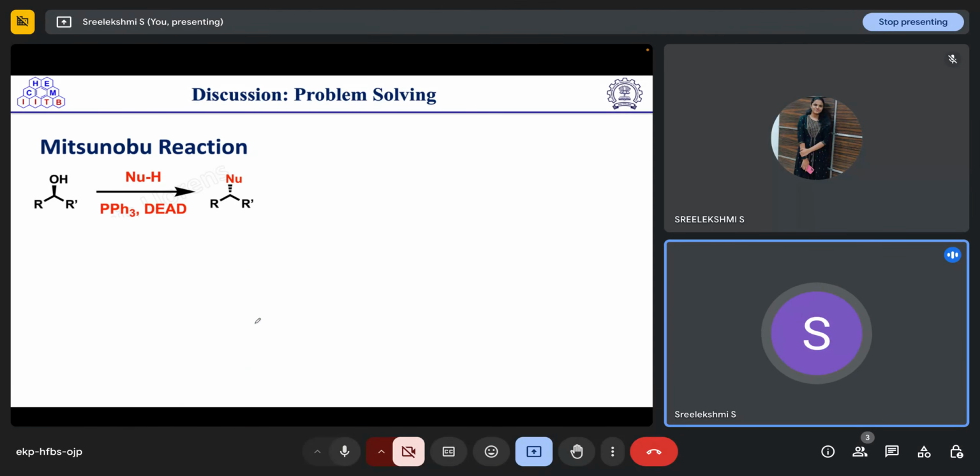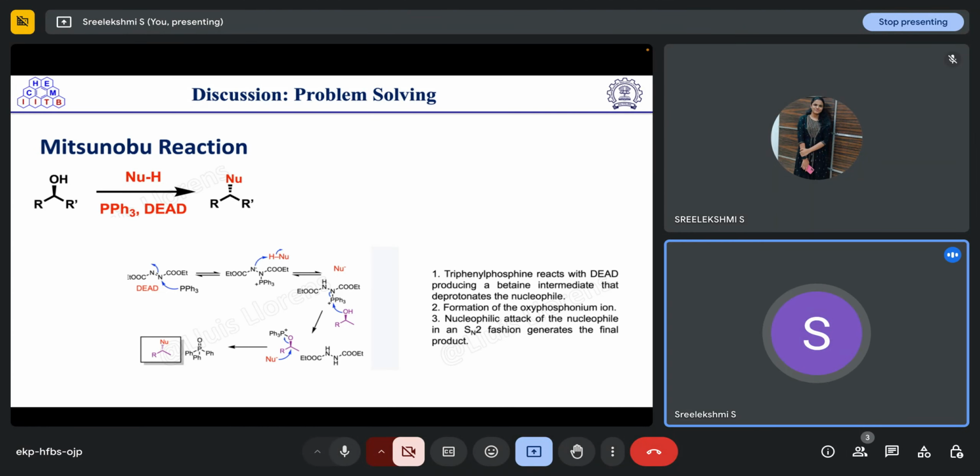Then the next reaction is the Mitsunobu reaction, which we have already discussed previously. It is basically an SN2 type of reaction where we get an inverted product. Firstly, PPh3 will attack this diethyl azodicarboxylate to form this intermediate. Then the nucleophile is generated by the nitrogen taking the proton, and this oxygen will coordinate with the phosphorus, leaving out this hydrazine kind of intermediate to form this intermediate. Then the nucleophile will attack in an SN2 fashion, leaving triphenylphosphine oxide, and we will be getting this inverted product.